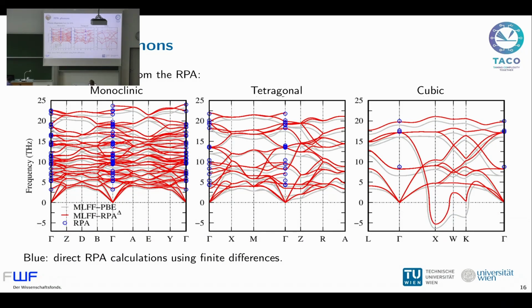This is testing on the phonon dispersions. So again, taking all three phases of Zirconia, we look at the phonon dispersions, and within VASP, because you can calculate forces, you can also calculate phonons. And Pei-Tao did it for the gamma point. And so you see the red curve are the phonon dispersions calculated with the RPA delta force field. And they agree pretty well with the direct RPA calculations, which are the blue dots.